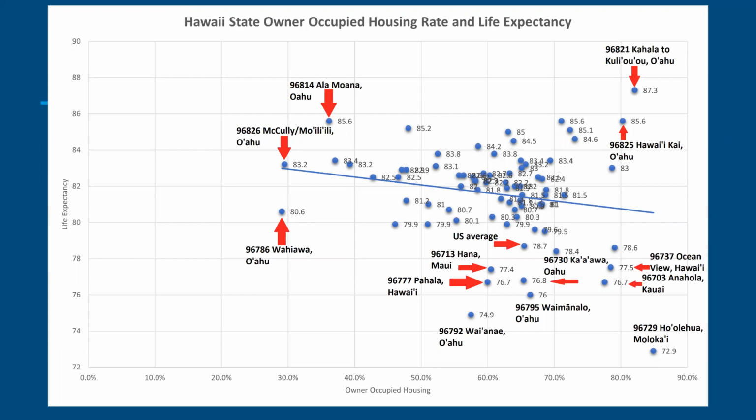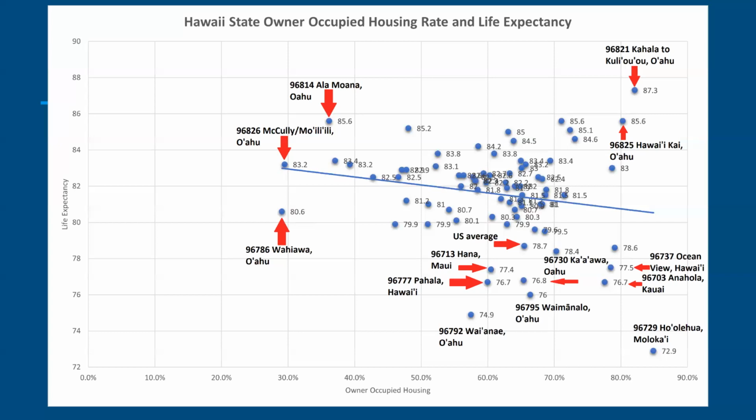But there are significant standout areas within Hawaii where you look at the places with the highest life expectancy, like Kahala, Kuli'o, Oahu, and places like Hawaii Kai. You see people are living 85 years, or their life expectancy is about 85 to 87 years, and they're up in like the 80% homeownership rate.